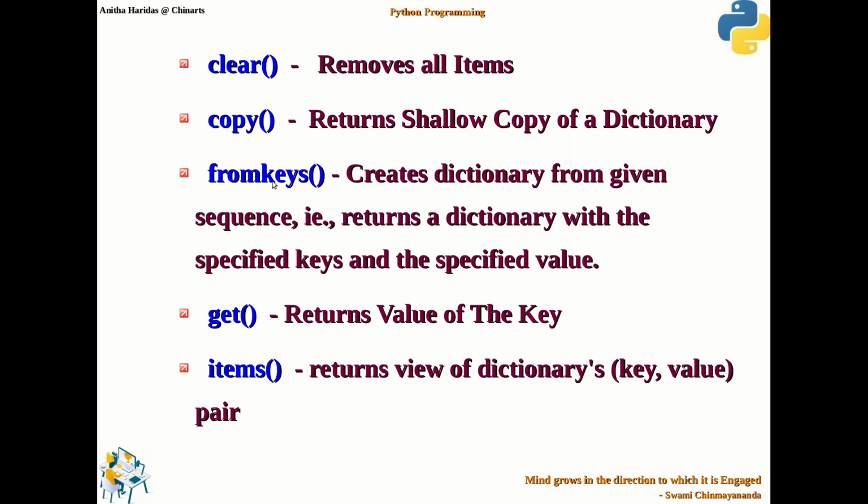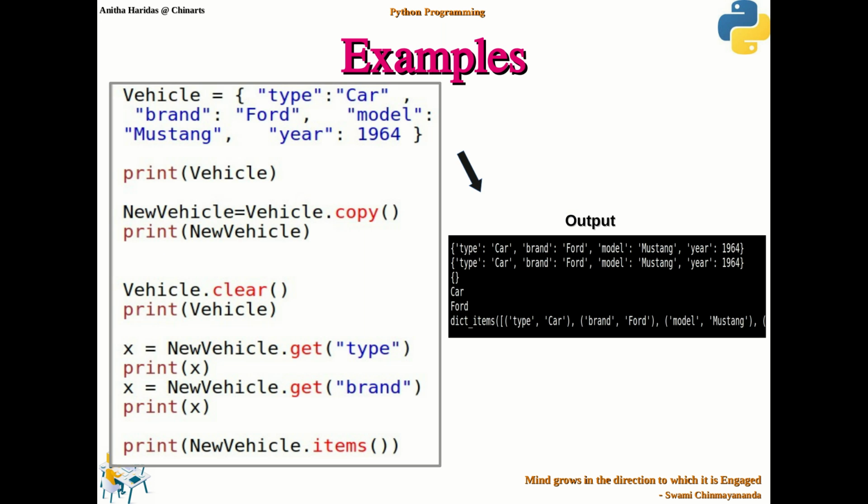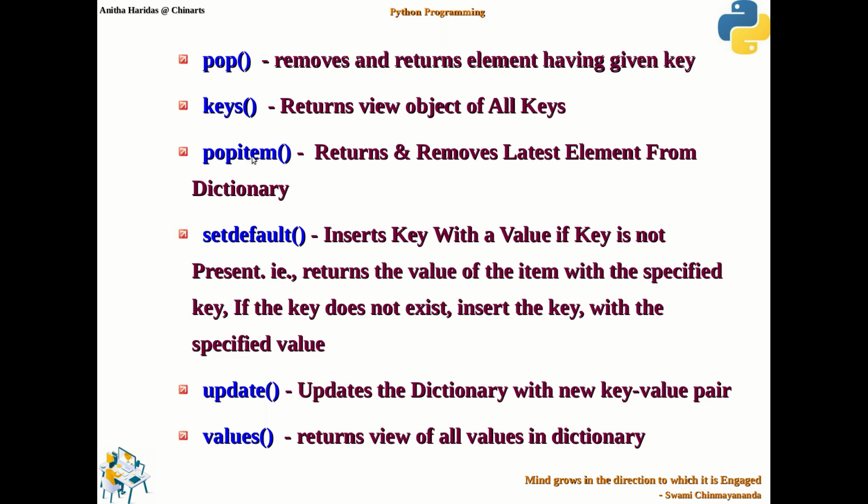Okay, so different methods: clear, copy, fromkeys, which is used for creating a dictionary, then get, which gets the value of a particular specified key, items, which will return a view of the dictionary's key-value pairs, then pop and popitem, which are used for removing the specified element or removing the latest element. Then keys will return a view of the dictionary object of all keys.